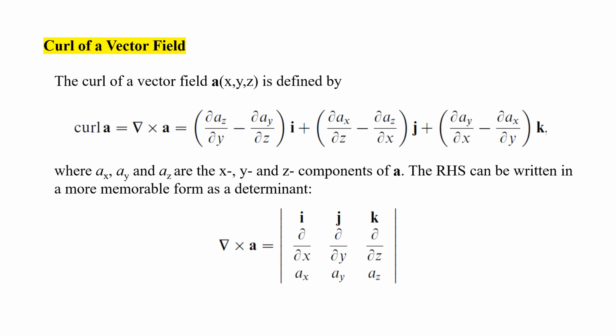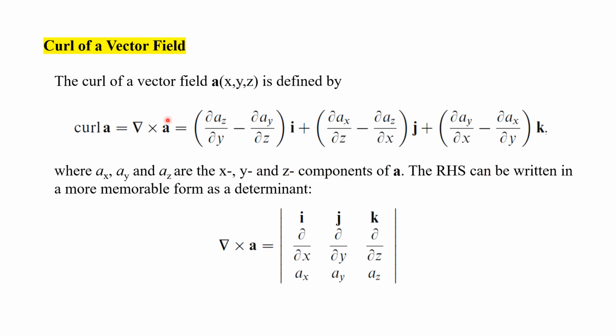This is your del cross A. You have partial Az over partial y minus partial Ay over partial z, i, plus partial Ax over partial z minus partial Az over partial x, j, plus partial Ay over partial x minus partial Ax over partial y, k, where Ax, Ay, and Az are the x, y, and z components of your vector A.